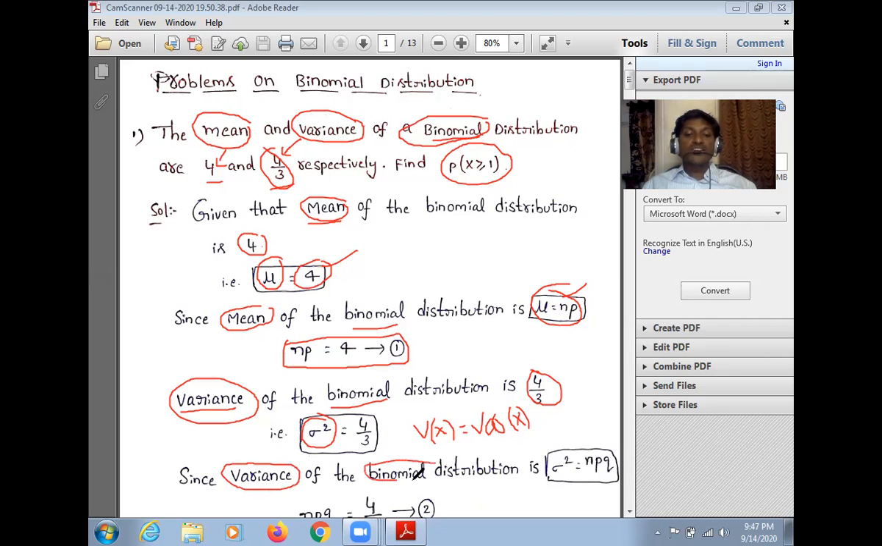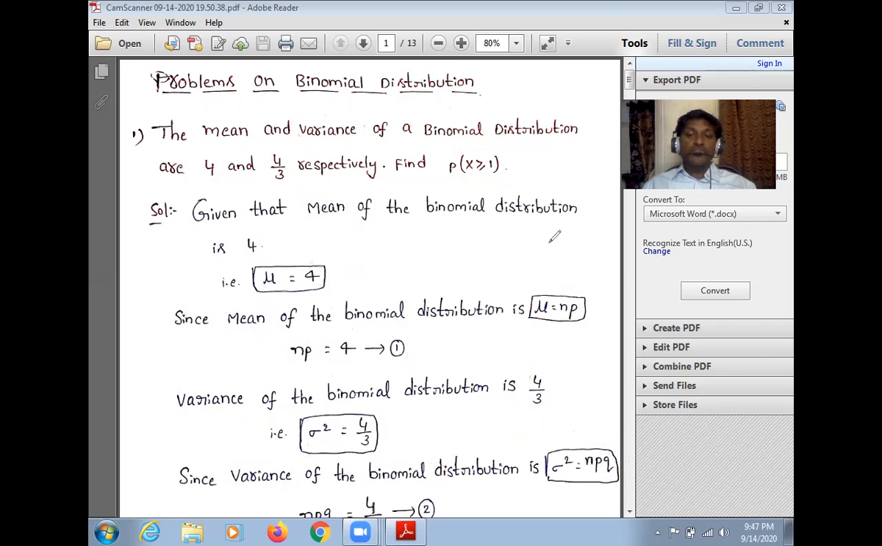So the variance of the binomial distribution is sigma square equal to npq. Here sigma square is equal to 4 by 3. Like the previous one, we can equate the right hand side terms. On the left side it is sigma square, so we equate the right hand side terms: npq is equal to 4 by 3.